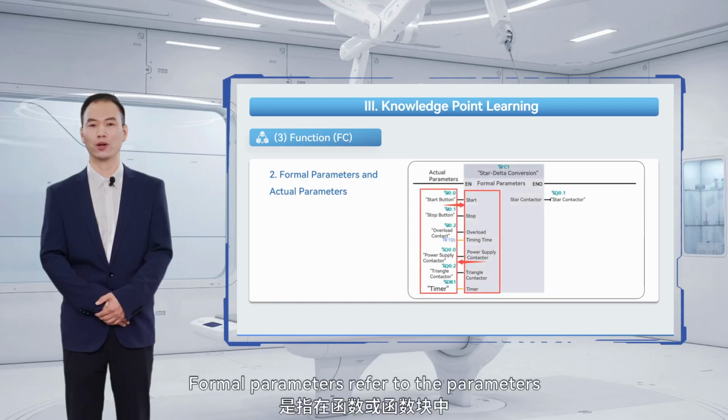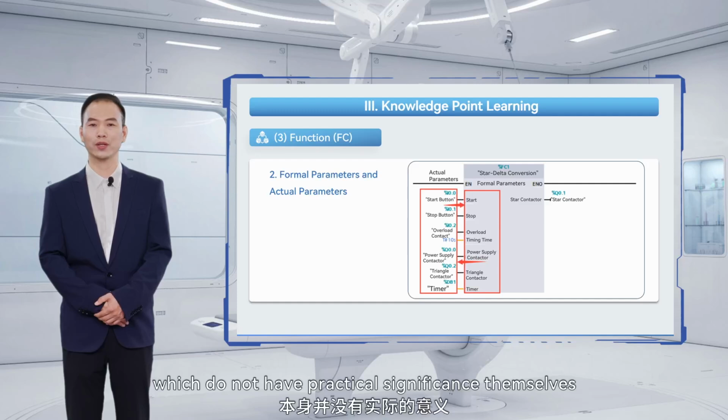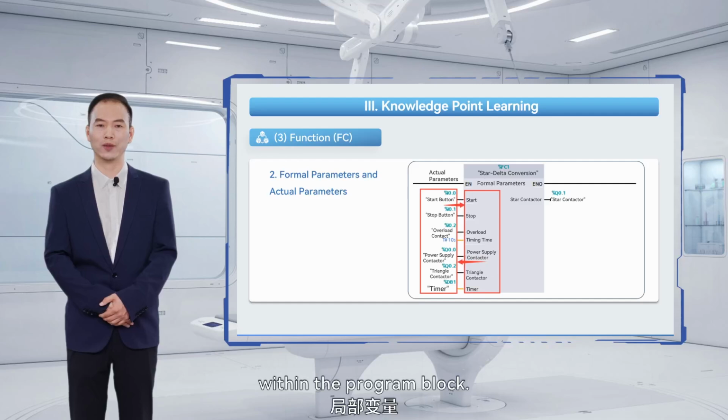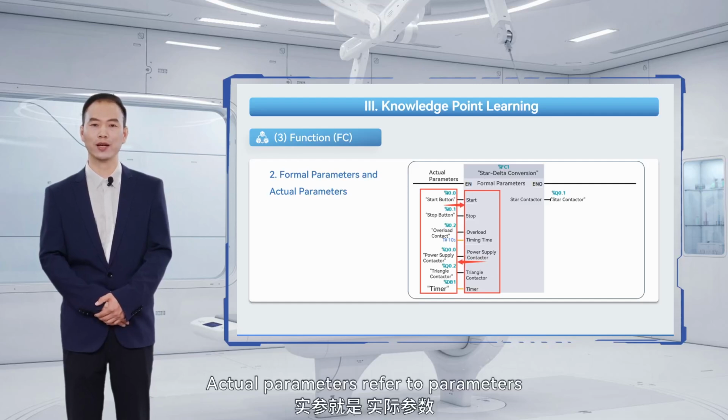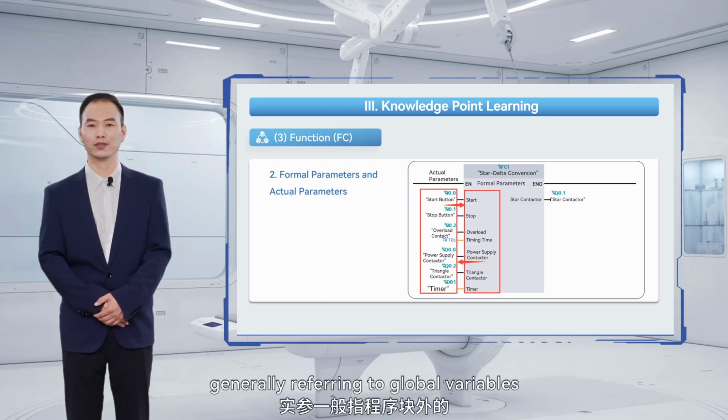Formal parameters refer to the parameters used in functions or function blocks, which do not have practical significance themselves and generally refer to local variables within the program block. Actual parameters refer to parameters that have practical significance and values, generally referring to global variables outside the program block.